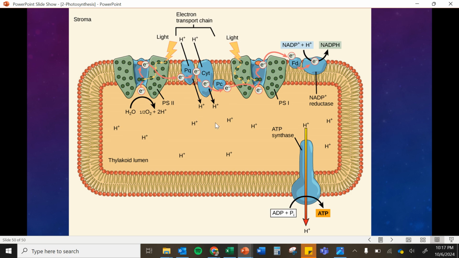The big thing is we are using the light to pump hydrogens in, and those hydrogens are then used to go through ATP synthase to make ATP. And at the very end, the electron is going to NADP plus to make NADPH. And that NADPH and ATP will be used in the next step, the Calvin cycle. And I'll make another video about that one.